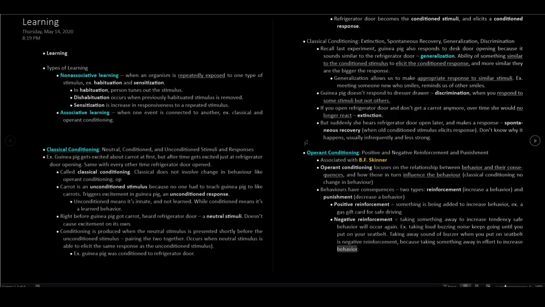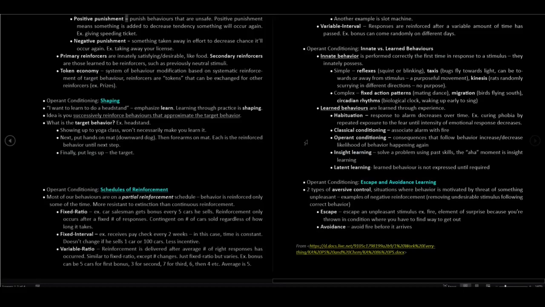Positive punishment punishes behaviors that are unsafe. It means something is added to decrease the tendency that the behavior will occur again, like giving a speeding ticket. Negative punishment means something is taken away in an effort to decrease the chance it'll occur again, like taking away your license. Primary reinforcers are innately satisfying or desirable, like food.